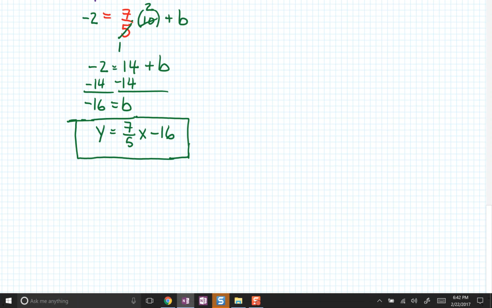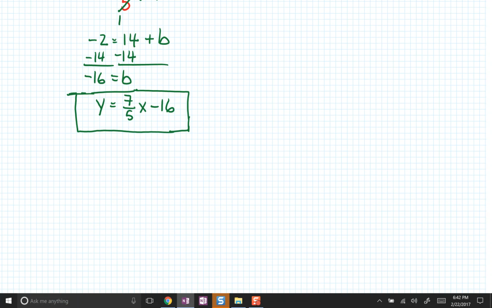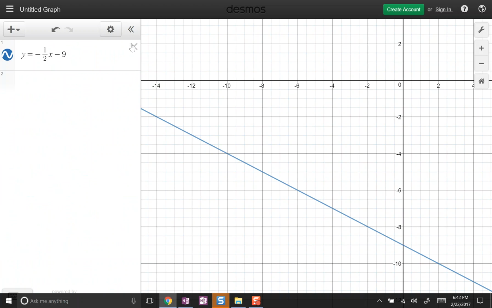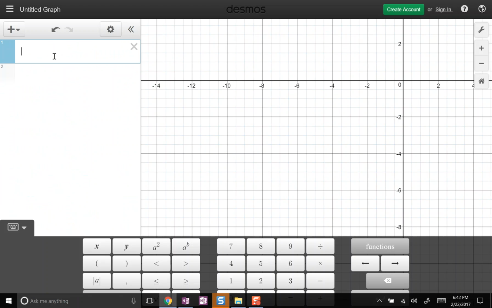Okay, next we're going to find the equation of a line given 2 points on the line. So here's the first one. Let's say you have (4, -3) and (-2, 6). You could go into Desmos and check your work, which is a good idea.